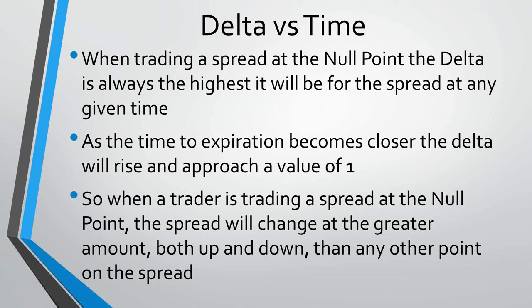So when a trader is trading a spread at the null point, the spread will change by a greater amount, both up and down, than at any other point on the spread. So if we're long, we get the benefit if it's going in our direction. We also get the detriment if it starts going against us. Key point to remember.